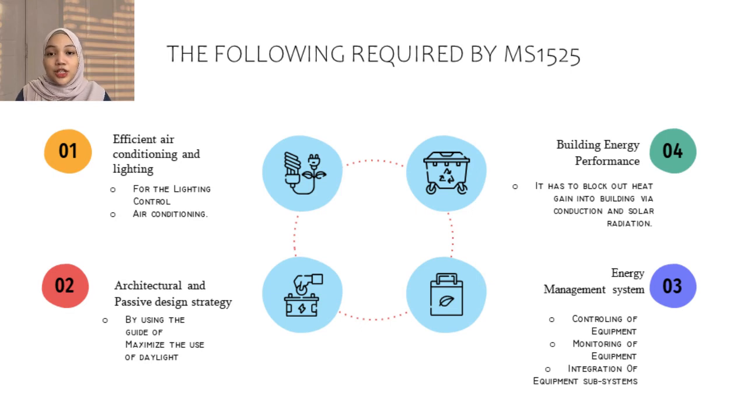The next is architectural and passive design strategy. This code was mentioned at number 4 in the MS 1525 guide. One of it is to maximize the use of daylight. This can reduce energy consumption by using less artificial lighting and effective zoning of interior space to minimize energy consumption. Not only that, moving offices for staff to the facade of the building is also one of it. Also, the student classes or labs should move to the facade side of the building.